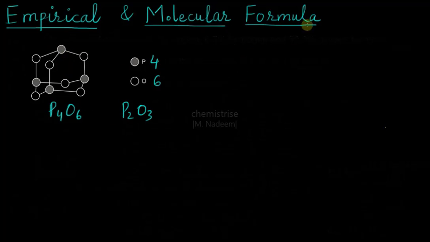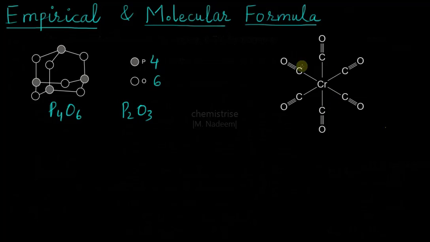Let's have more examples. The next structure is this, in which we have chromium, carbon and oxygen. You see in the center there is one chromium, so Cr, and there are 6 carbons, so C6, and there are 6 oxygens, so O6. So that is simply the empirical formula of this compound.